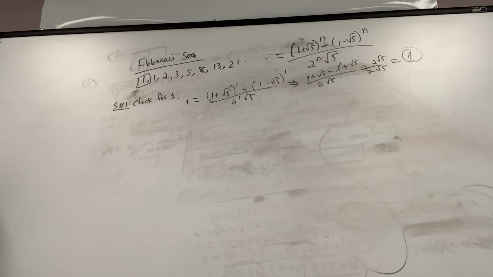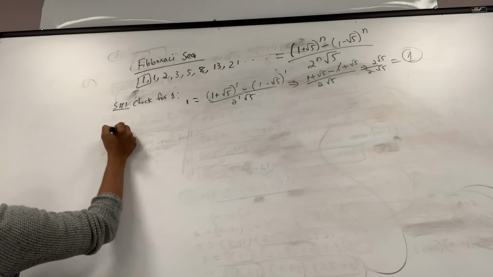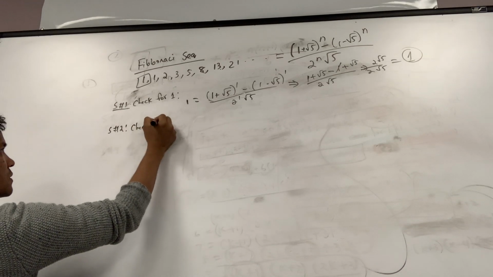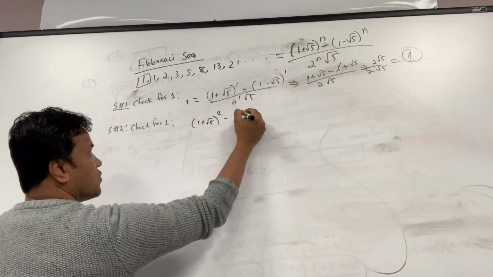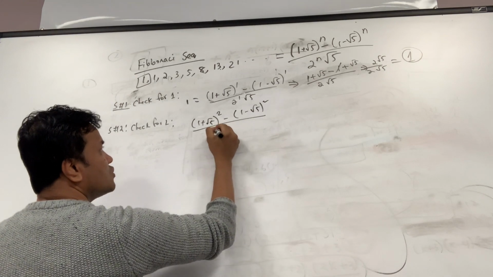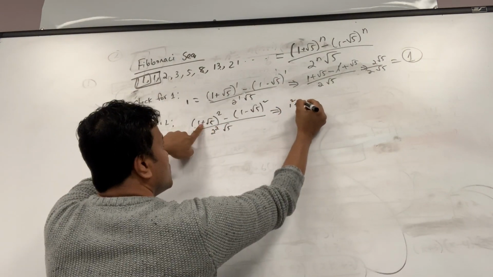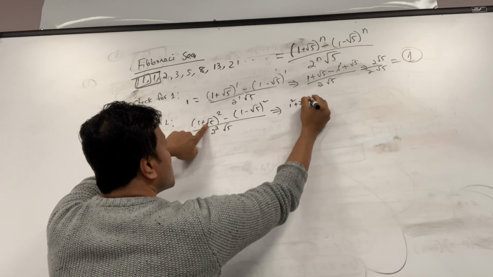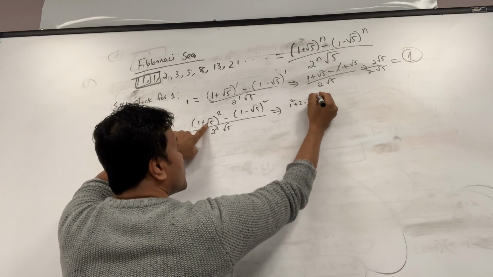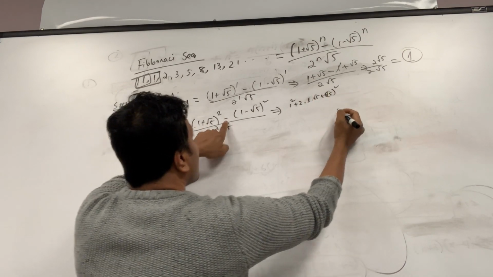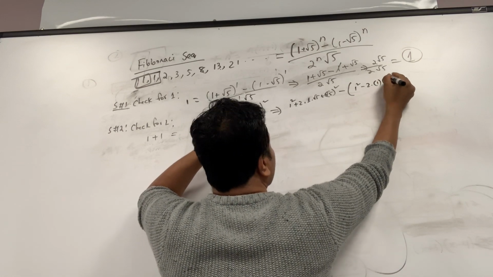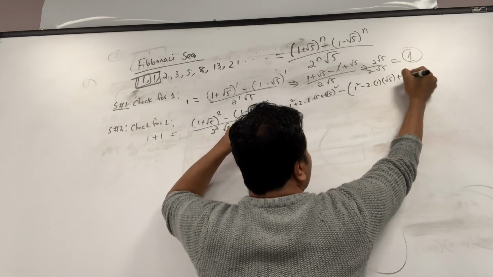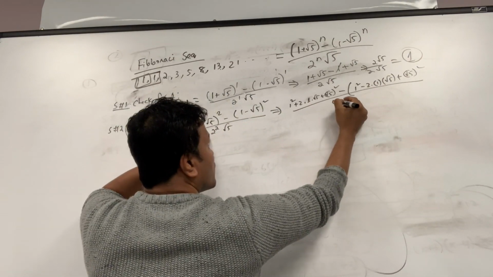Now what is our next thing to do? Check for 2. If 1 is so hard, 2 will probably be harder. Okay, so we know what to do. 1 plus root 5 squared minus 1 minus root 5 squared over 2 root 5. That's 2 times 1 times the square root of 5 plus the square root of 5 squared, minus 1 squared minus 2 times 1 times the square root of 5 plus the square root of 5 squared, over 4 root 5.